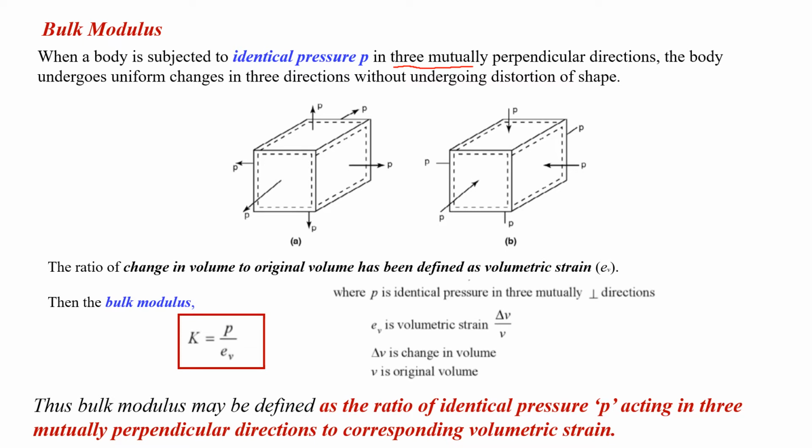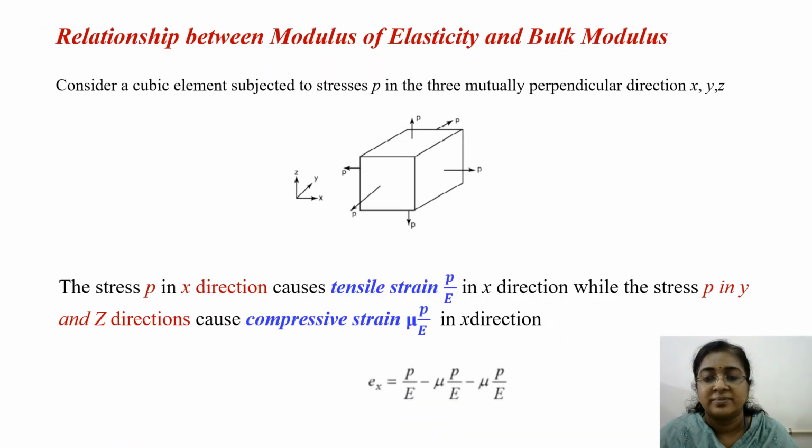Then the ratio of change in volume to the original volume is the volumetric strain, and the ratio of uniform pressure to the volumetric strain is the bulk modulus. That is, K is equal to P by Ev, where Ev is the volumetric strain, delta V by V, and P is the identical pressure applied in three mutually perpendicular directions. Thus the bulk modulus can be defined as the ratio of identical pressure P acting in three mutually perpendicular directions to the corresponding volumetric strain.